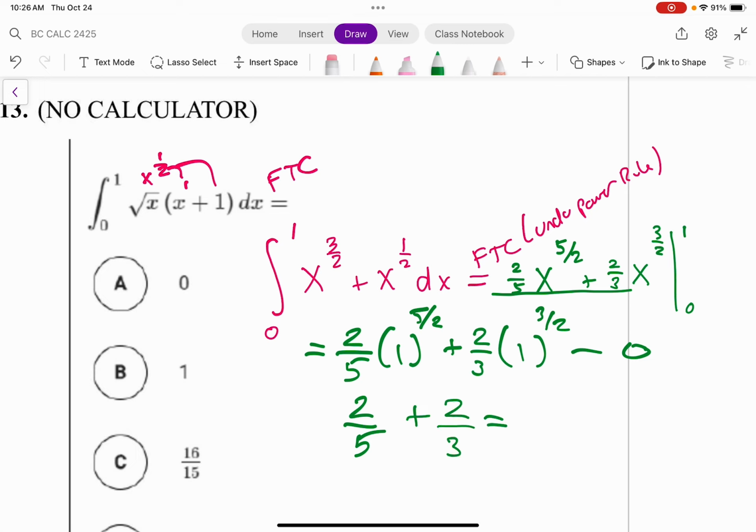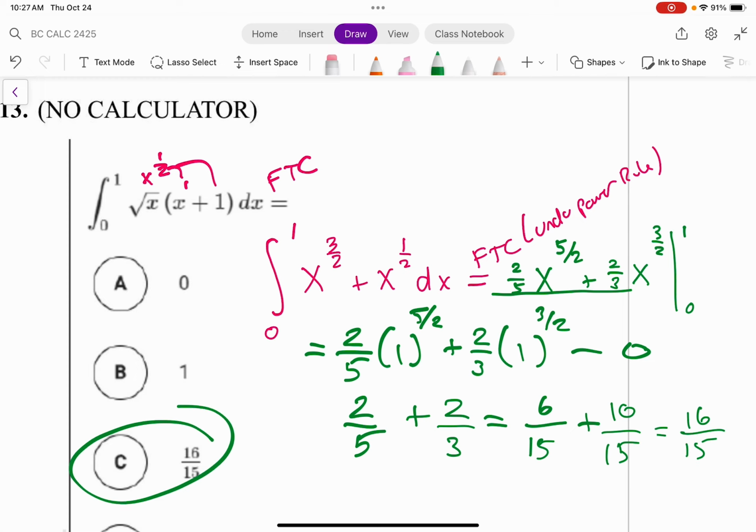So now I just add these fractions. So 2/5 is the same as 6/15, and 2/3 is the same as 10/15. So that's 6/15 plus 10/15. So I get 16/15, which is answer choice C.